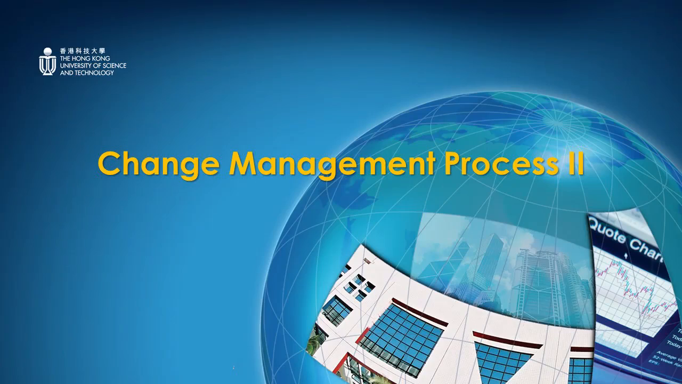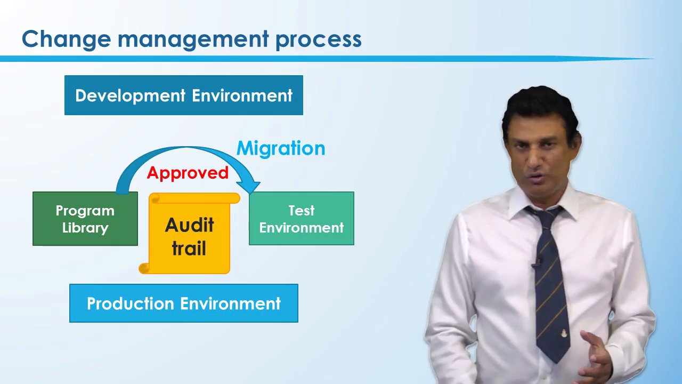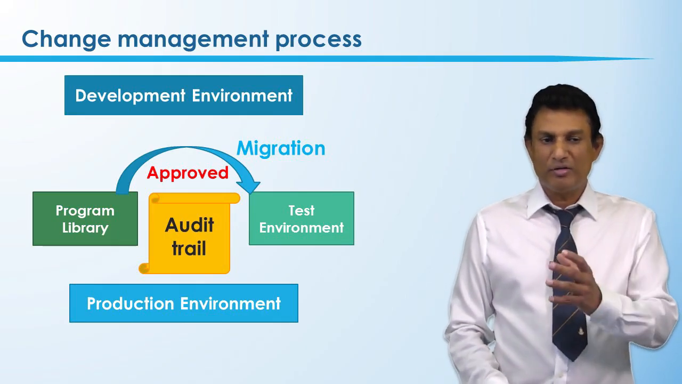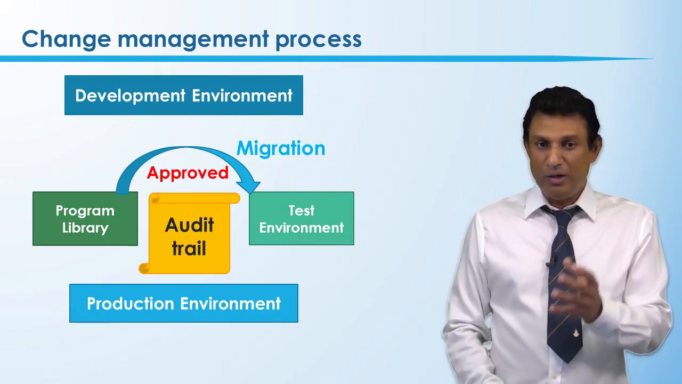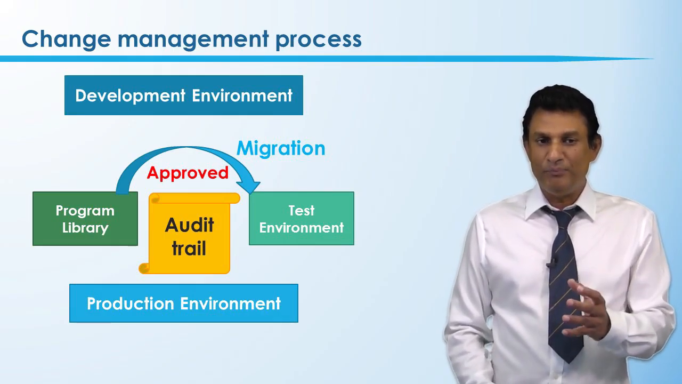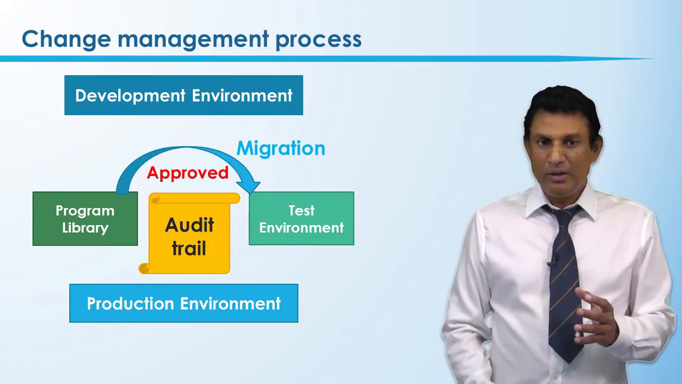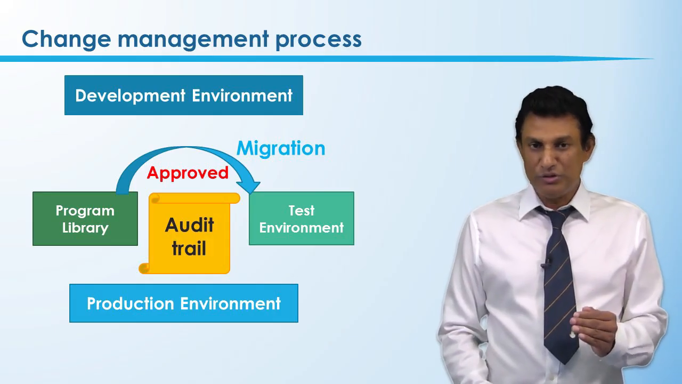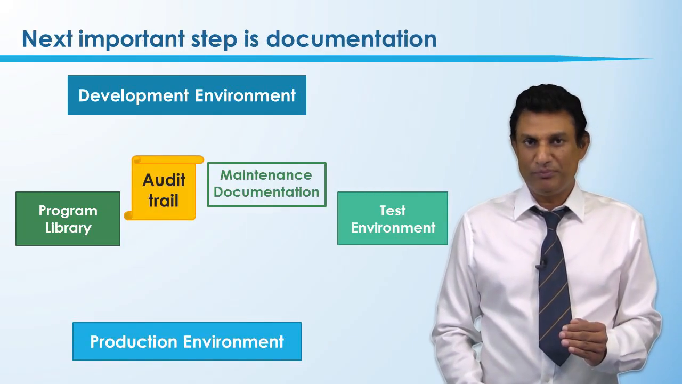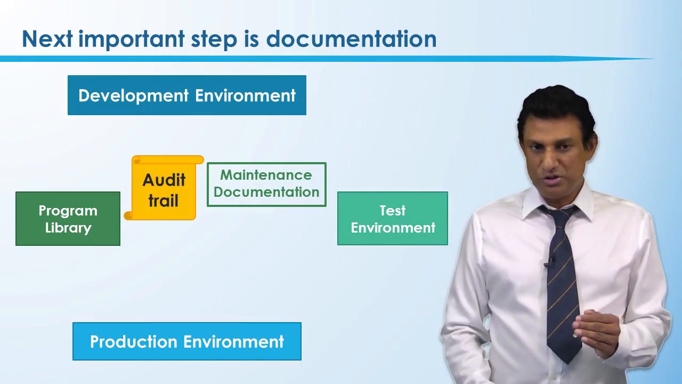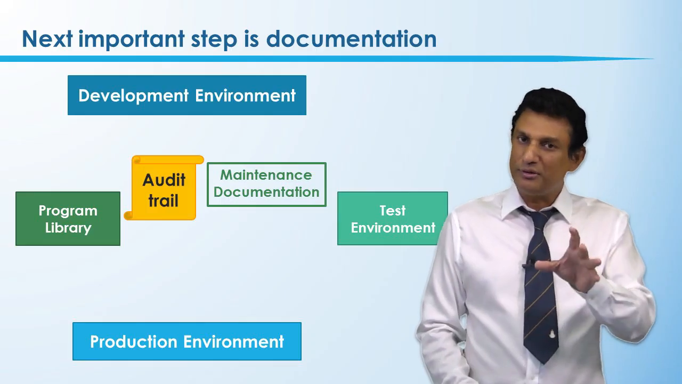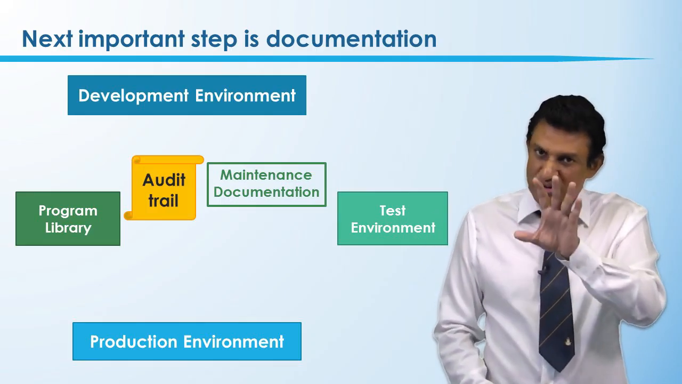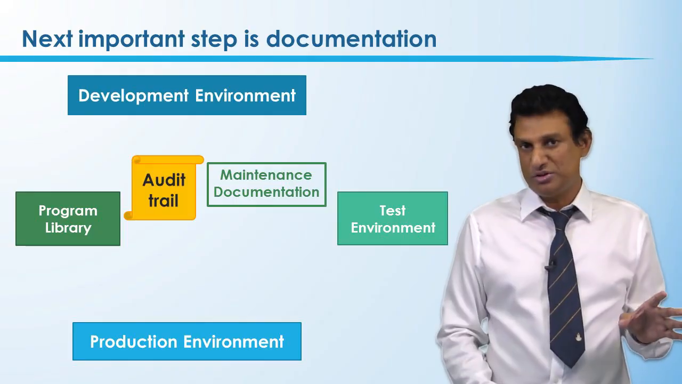Welcome back, guys. So in the previous video, we have seen the migration from library to testing environment, right? And then we have done the approval, and then we need to do one more thing, which is what we call documentation. So whenever we make the change, we need to do documentation, right? So now you can see that there are two things, right? Audit trail is a set of some information, documentation is another information.